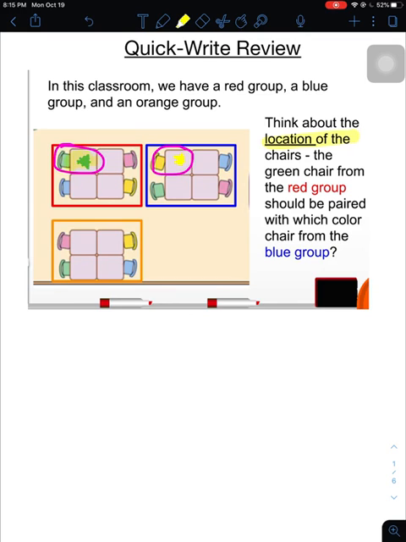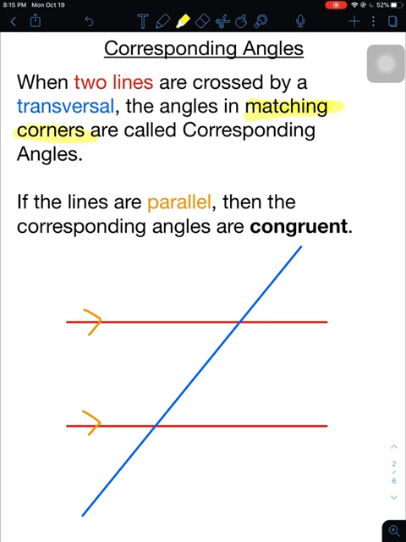Now, matching angles. Matching corners, right? That's why we did this quick write up here. These were matching corners, right? They were in the matching corner. This whole lesson is all about identifying matching corners. So, we have two lines here, and they're parallel because the symbol tells me so. And we have a transversal. Now I'm gonna number my angles just to make it easier for us to discuss. So this is angle 1, 2, 3, 4, 5, 6, 7, 8.